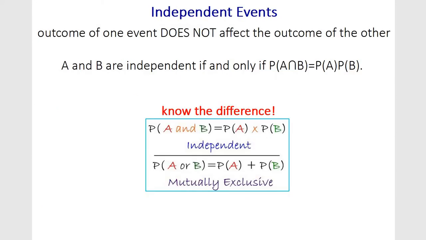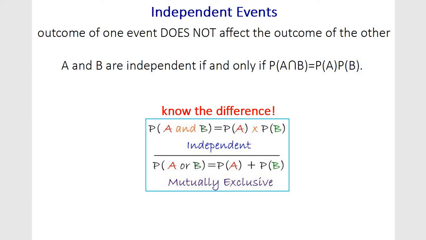Okay, so you really need to know the difference between independent events and mutually exclusive. Independent events means one outcome will not affect the other. So rolling a dice and spinning a spinner. All right, one outcome is not going to affect the other.